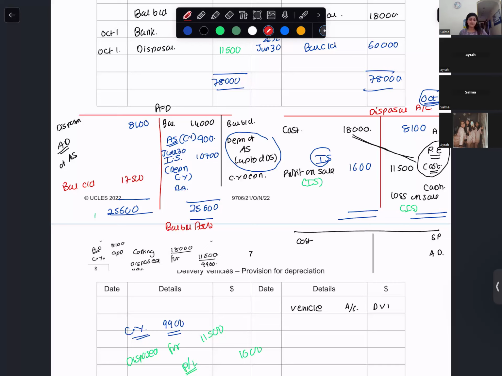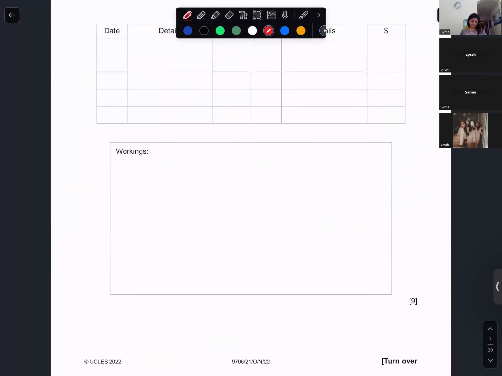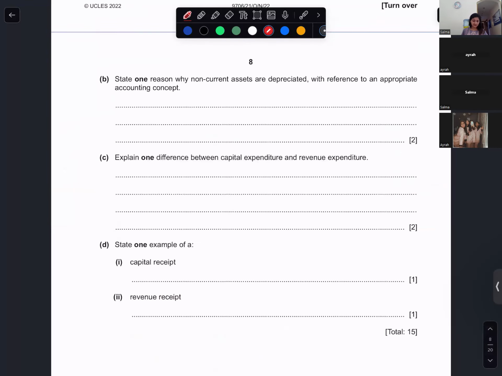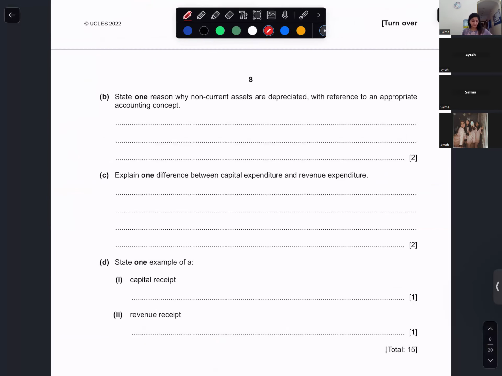So with this, we have completed. Nothing else, right? Can you give me the theory answer? Read the question and give me the answer. State one reason why non-current assets are depreciated with reference to an appropriate accounting concept. As the principle of prudence states that profits and assets should not be overstated, so the assets are supposed to be depreciated. Profits should not be overstated and assets should be shown at a realistic value.